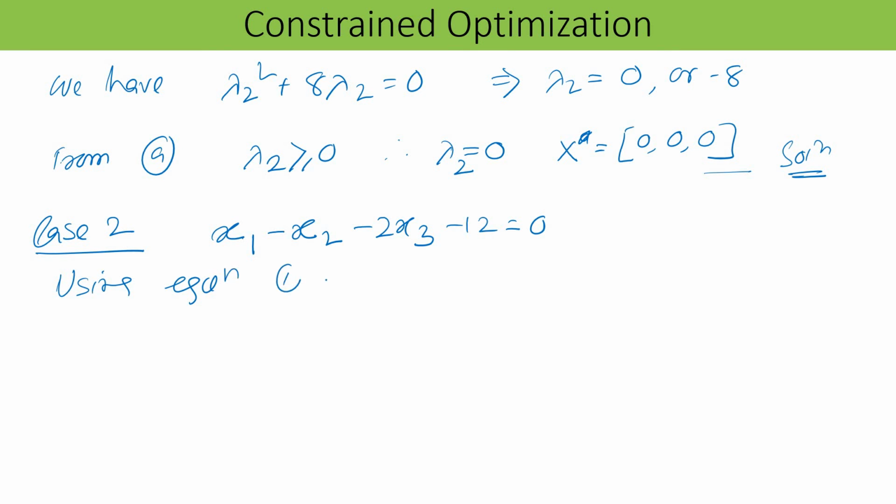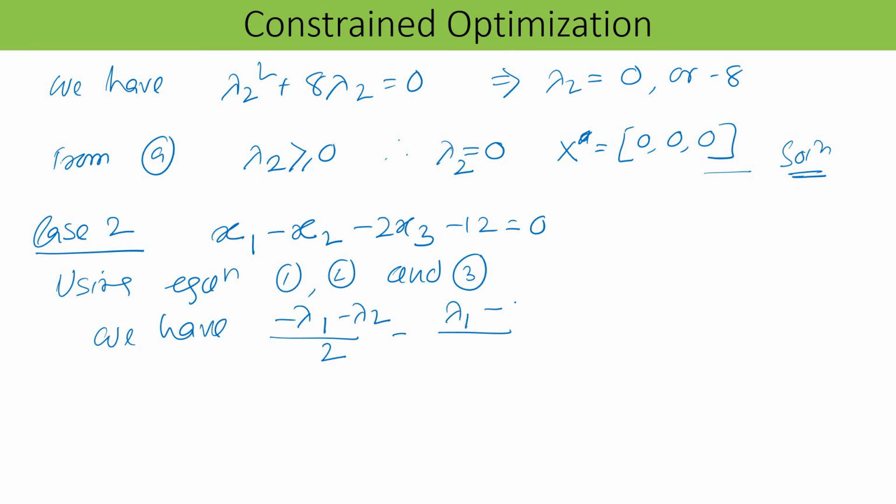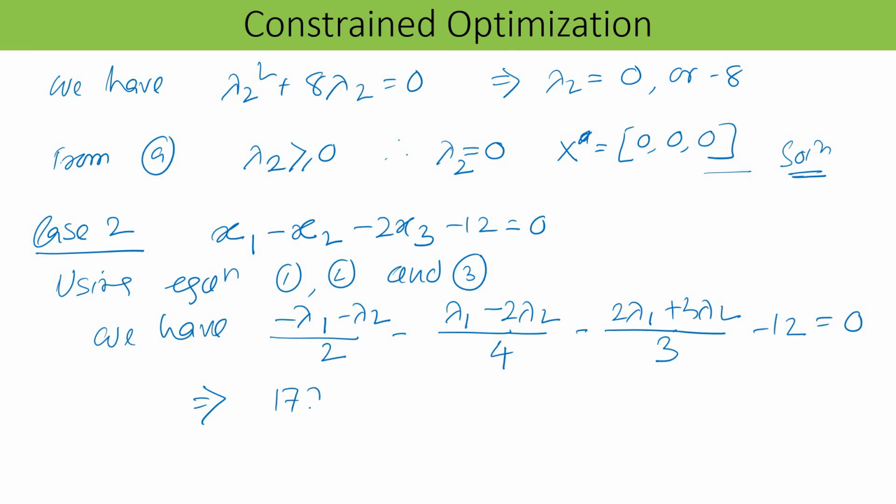So using equations 1, 2 and 3, we have minus lambda 1 minus lambda 2 by 2, minus lambda 1 minus twice lambda 2 by 4, and negative of twice lambda 1 plus thrice lambda 2 by 3, minus 12 is equal to 0. Okay, so if I simplify it, I get 17 lambda 1 plus 12 lambda 2 is equal to minus 144.